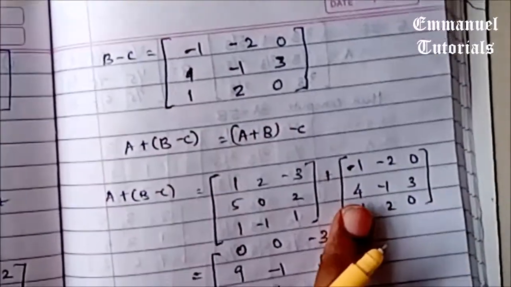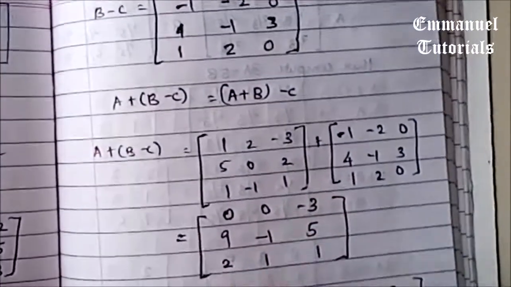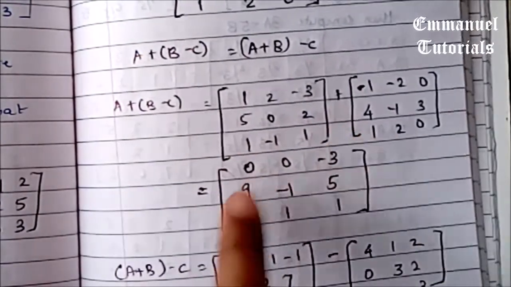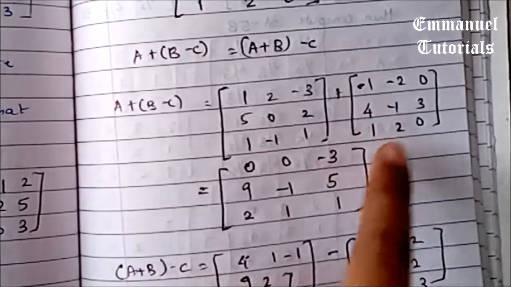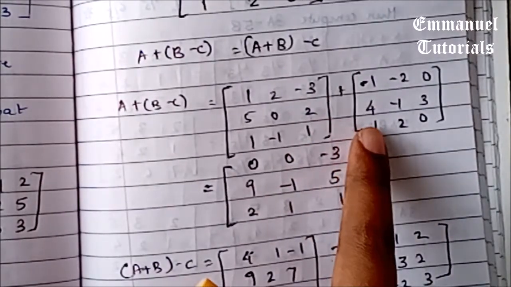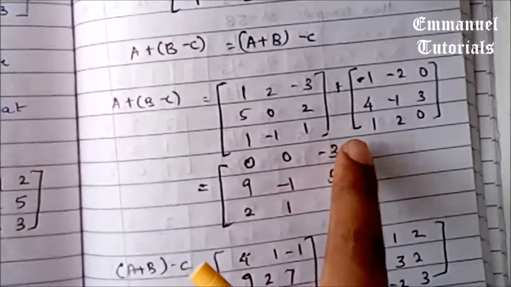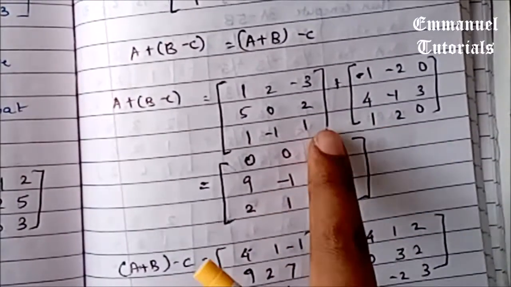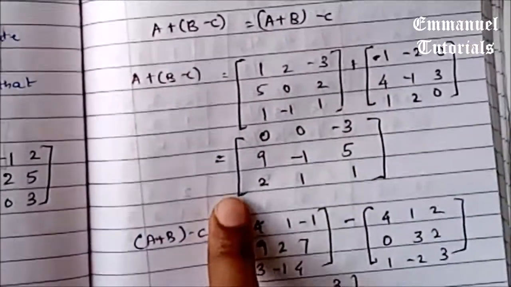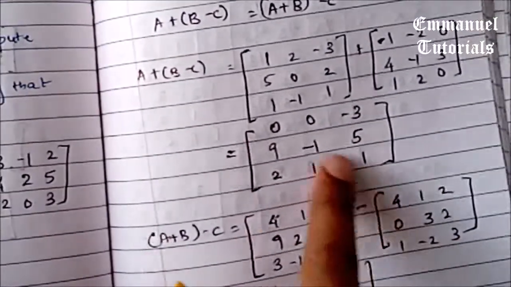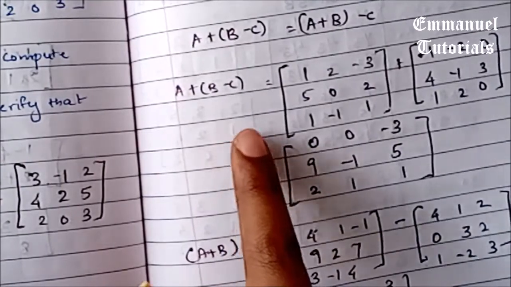Plus B minus C. B minus C is this value: minus 1, minus 2, 0, 4, minus 1, 3, and 1, 2, 0. So this is equal to 1 minus 1 is 0, 2 minus 2 is 0, minus 3 plus 0 is minus 3, 5 plus 4 is 9, 0 minus 1 is minus 1, 2 plus 3 is 5, and similarly the others. So we get 2, 1, and 1. So we have got the value of A plus in bracket B minus C.